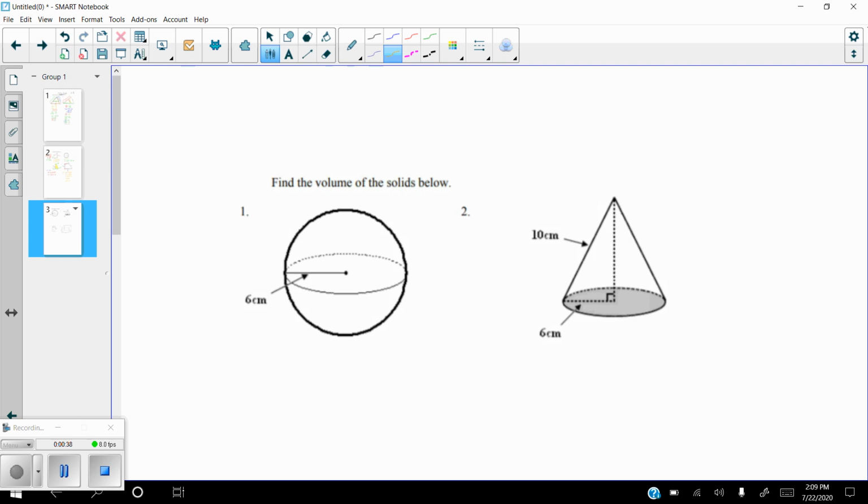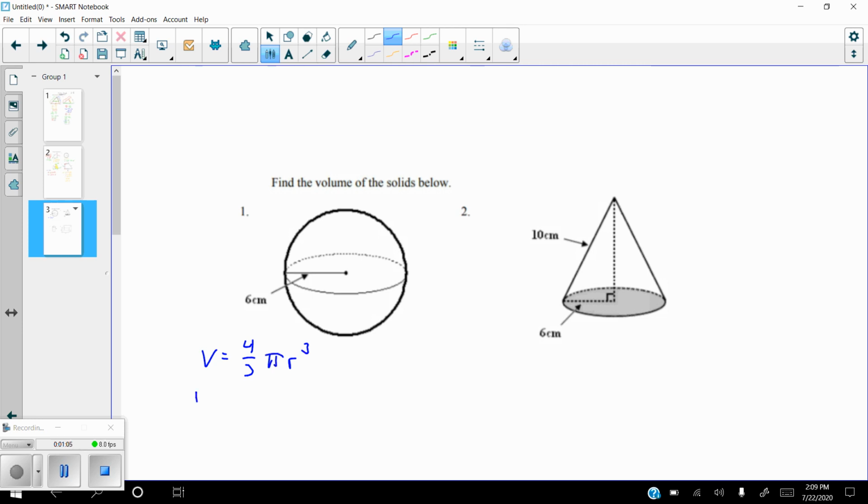So we need to know what the volume of a sphere is. So the volume of a sphere is 4/3 pi r cubed. So really the only thing you need to know to find the volume of a sphere is the radius, because 4/3 and pi are constants. Well, we were given the radius here because the radius of the sphere goes from the center out to any point on the sphere, and that was 6 centimeters.